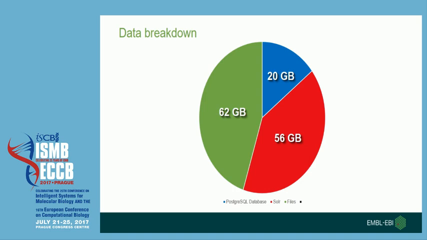Now, these 3 sources are split in terms of data size. In blue, we have the Postgres database. In green, it's the file storage, and in red, it's the Solr indexes. The original data size that we were talking about is about 600 gigabytes for the last release, and that's post-processed and filtered to provide this, which is exactly what the application uses to run.